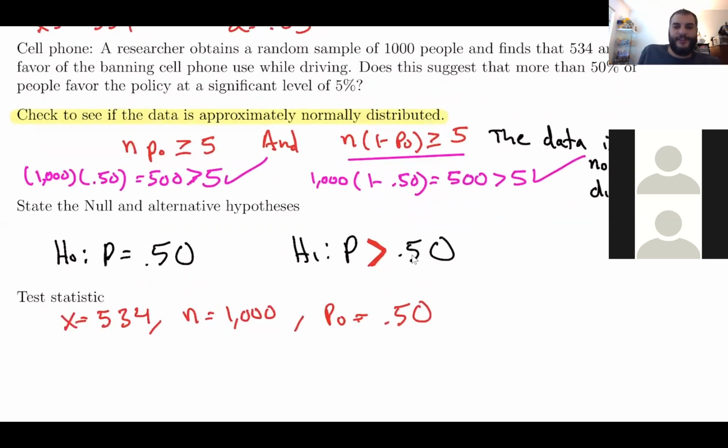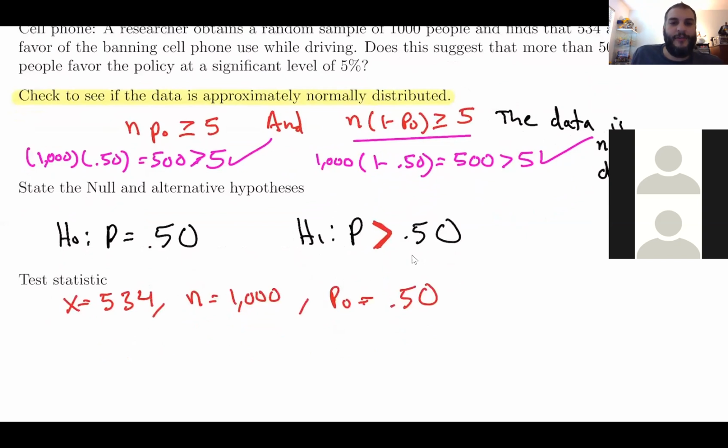All right, so I'm first going to show you how to do this in Class Calc. Once we do it in Class Calc, we're also going to do this on the TI-84, but I'm first going to show you how to do this in Class Calc.